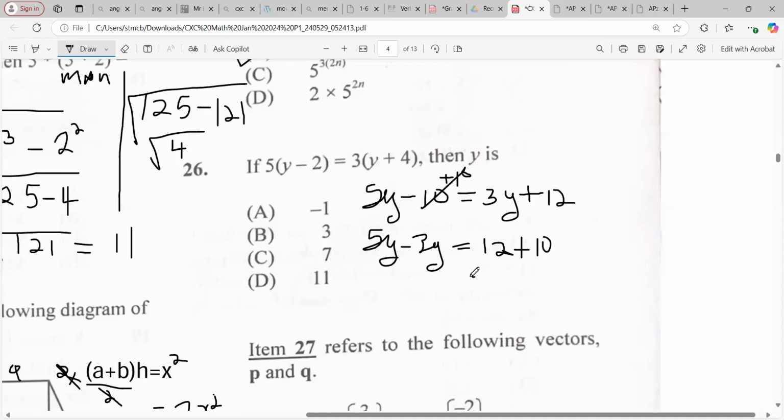I've done lessons with these already. Nobody should be struggling. So this gives us 22 and 5 take away 3. That's what, 2. So we divide both sides by 2. So the value of y would have been 22 divided by 2, which is 11. Right, let's move on to the next one.